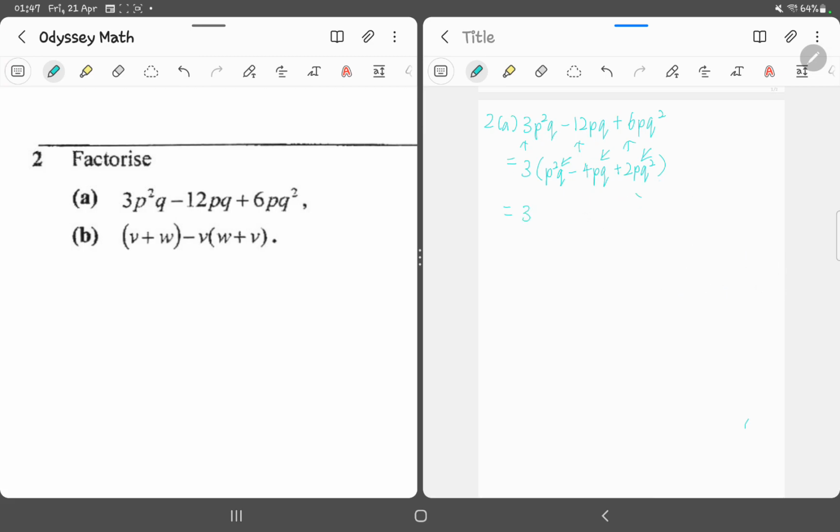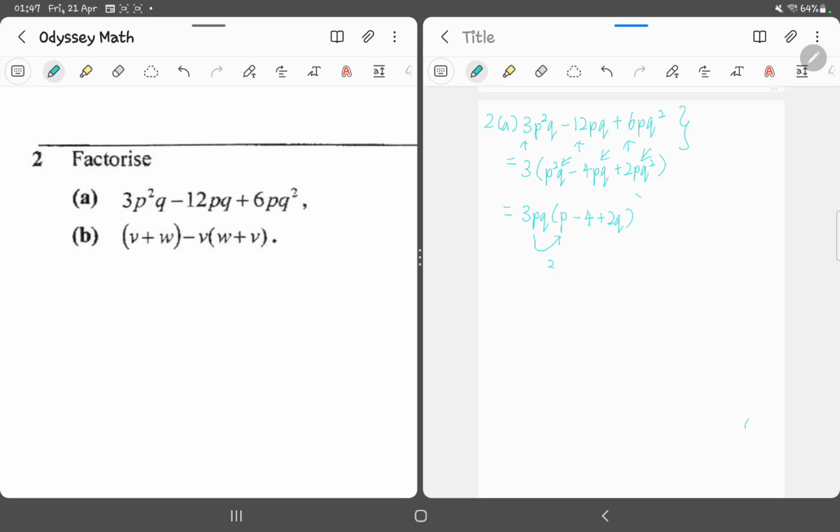So this is 3PQ, right? And then since I took out PQ, this must be P, minus 4, plus 2Q. Okay, so if let's say you are again not sure and not too comfortable with factorization, the good news is you can always multiply this back inside to check your answer, to make sure that it is the original expression. Oh, sorry, this is not part of the working. This is just a verification step.